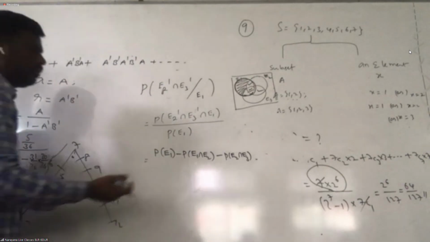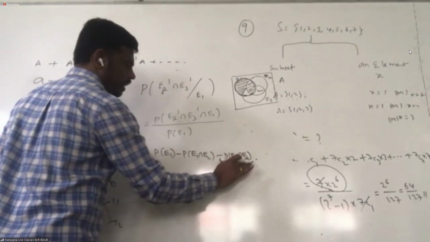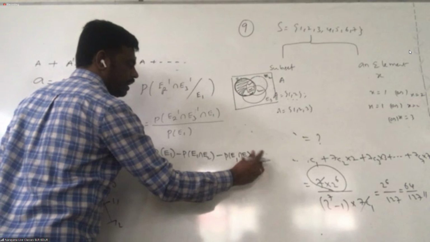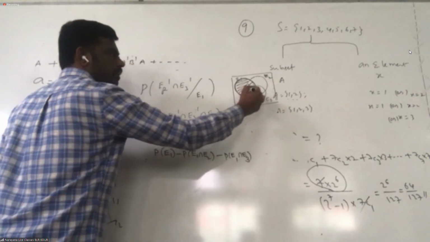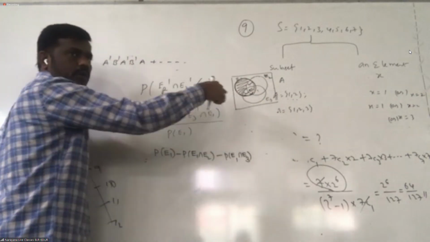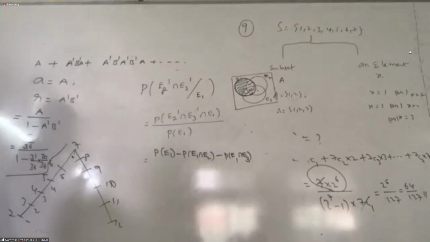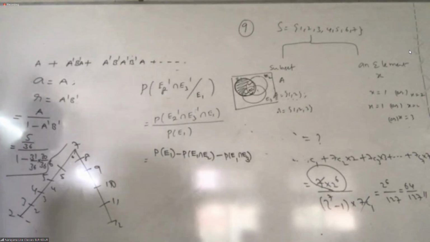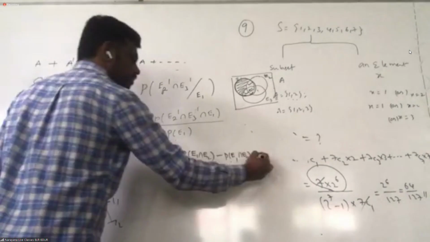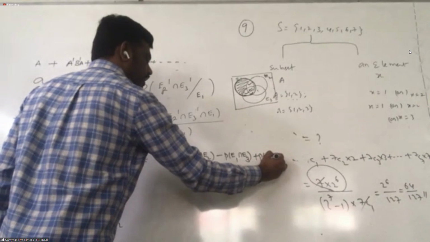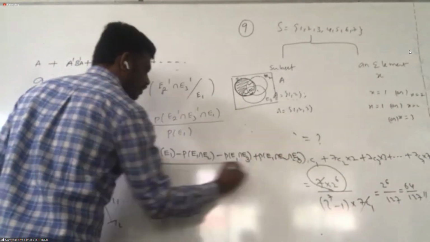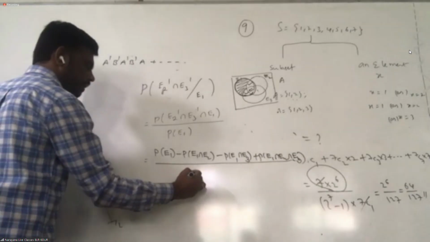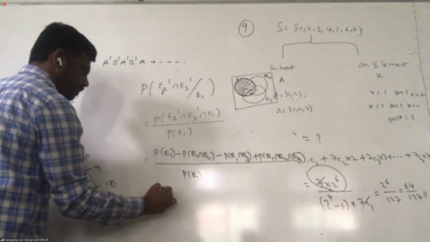Okay, only with E2 and E3, and E1 you can take. E1 and E3. That's what, E1 and E3. But that middle part, whatever we have, right, that you have removed twice. So you have to add plus P of E1 intersection E2 intersection E3. So therefore, this value now divided by P of E1, which is nothing but P of E1.